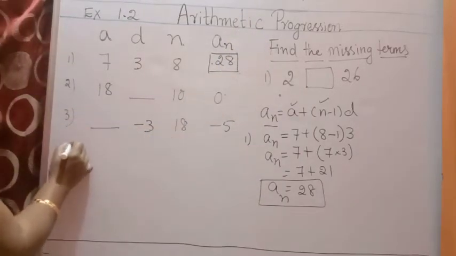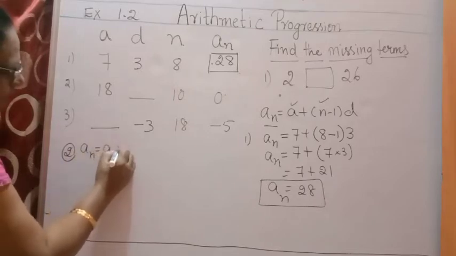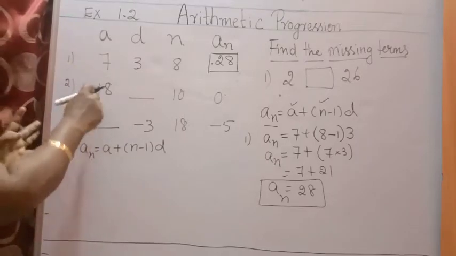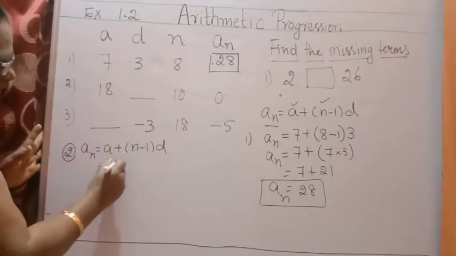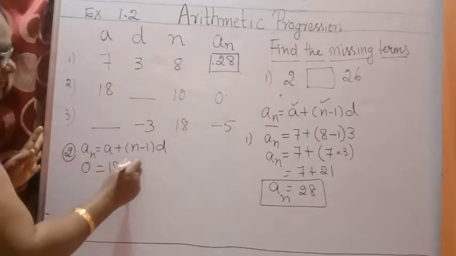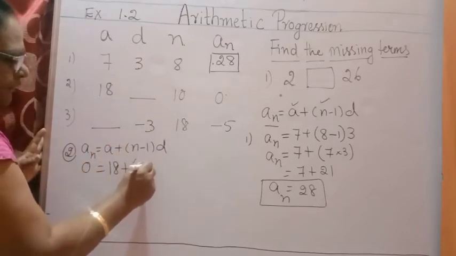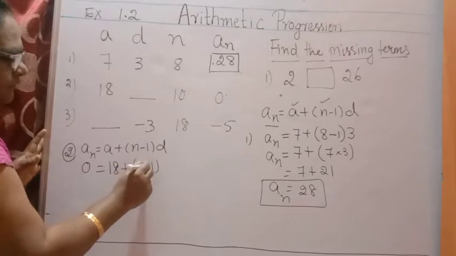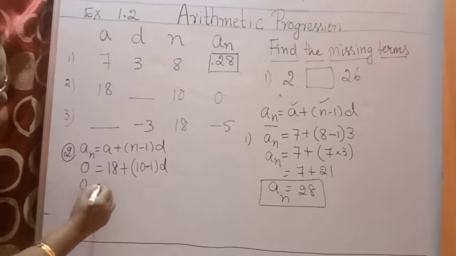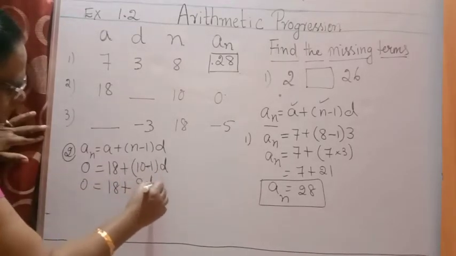Next, the second one I will solve here. Same formula: an = a + (n - 1)d. Here a is given, a is 18, an is given, an is 0, n is given, n is 10, and d you have to find out. So 0 = 18 + (10 - 1) × d. 10 minus 1 is 9, so 18 plus 9 into d.